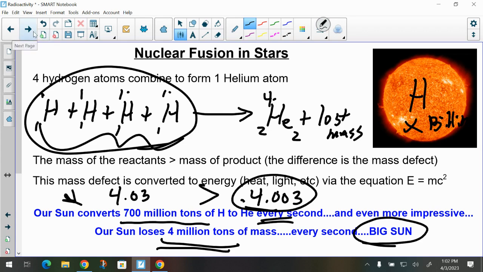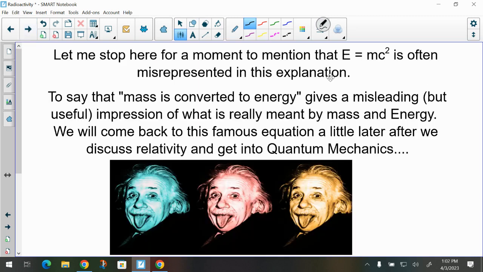Okay, so again, this is why this nuclear and radioactive part is kind of important. Now, again, Einstein used E equals mc squared. We'll get into this when we get to relativity and into quantum. I used the phrase masses converted to energy. That's really a bad way of saying it, but we'll come back and fix that later. Okay.